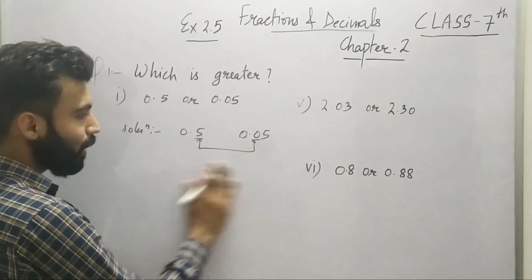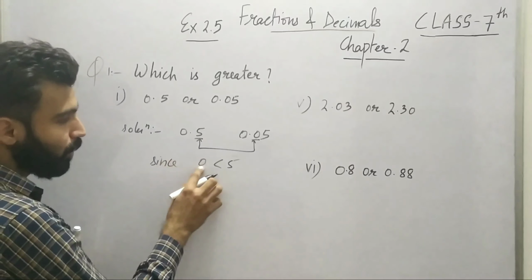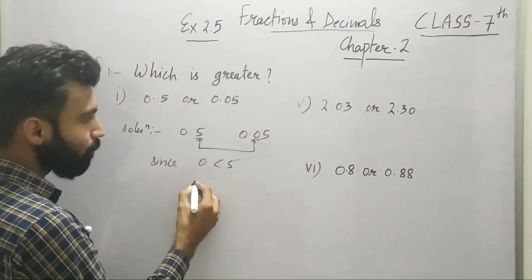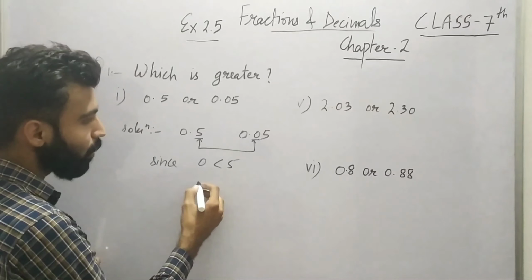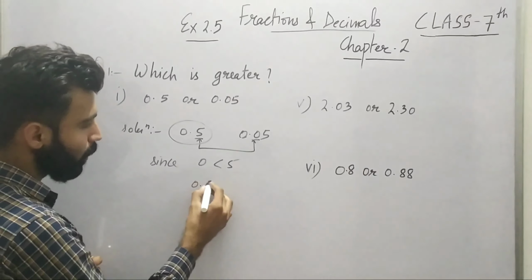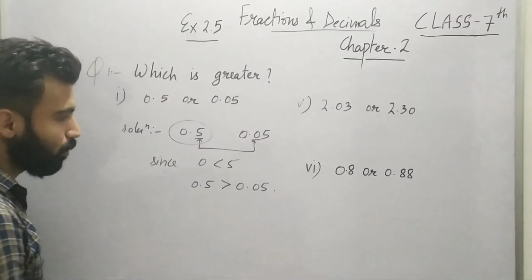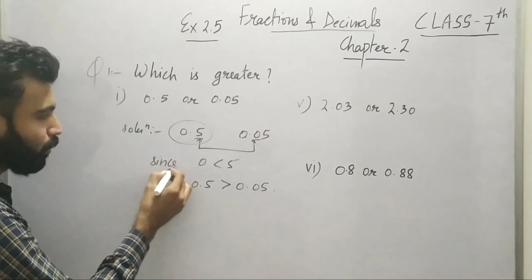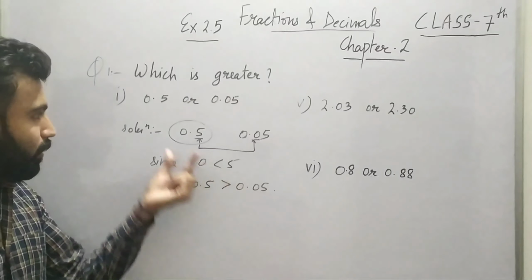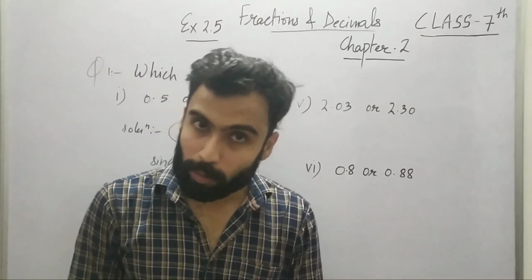So you can clearly see that since 0 is less than 5, 0.05 is actually a smaller value, and this is the greater value. So you can write 0.5 is greater than 0.05. This is the solution to this question. That's how we write that 0.5 is actually greater than 0.05.